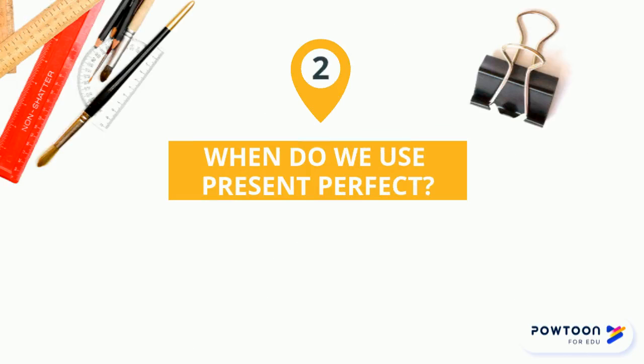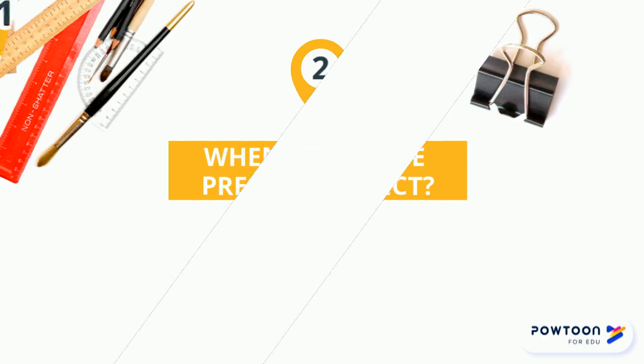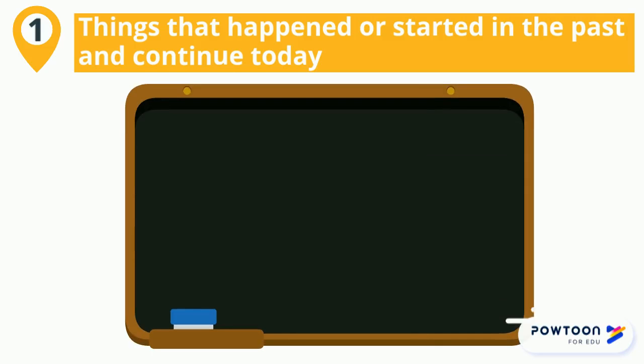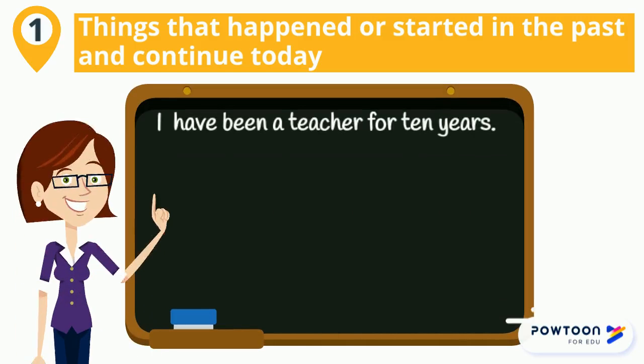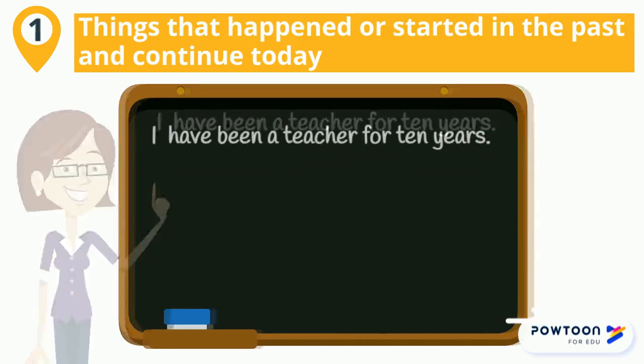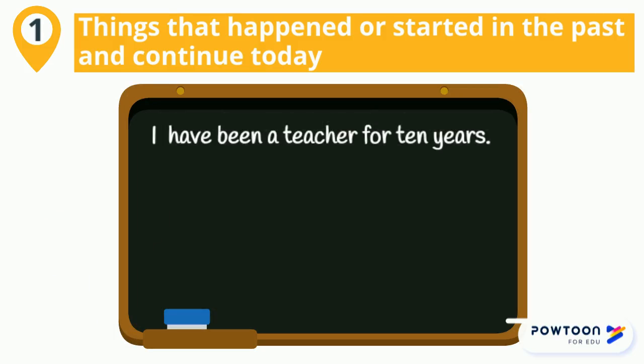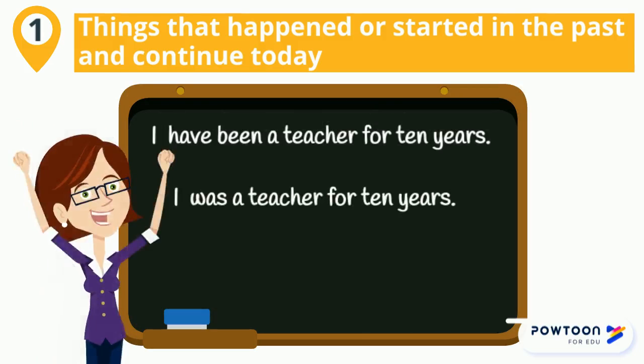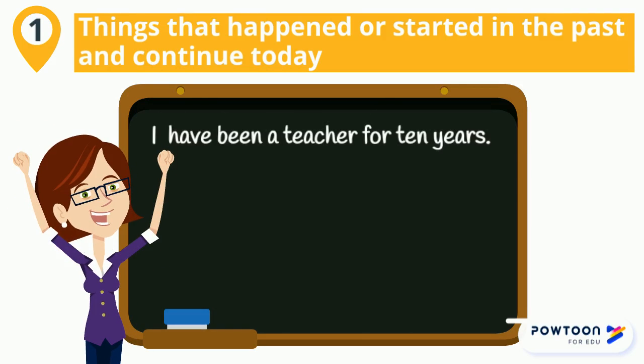Now that we reviewed the format, how we use present perfect, let's take a look at when we use present perfect, or why we use present perfect. There are 7 different instances to use present perfect. The first one is things that happened or started in the past and continue today. I have been a teacher for 10 years. Were I to use the past simple, I was a teacher for 10 years, it would imply that I'm no longer a teacher, but I love teaching. The present perfect states that I have been a teacher for 10 years and that I am still a teacher.